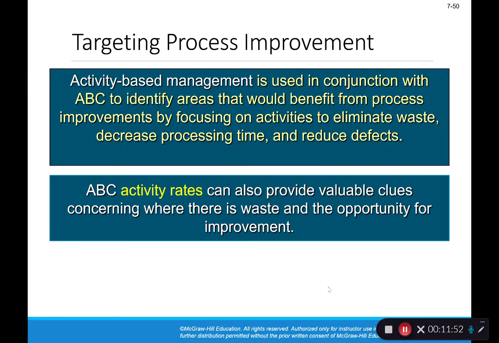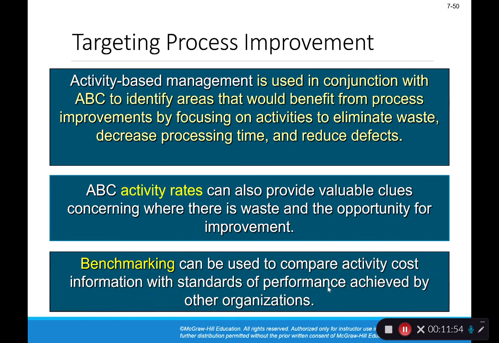Activity-based management is used in conjunction with ABC costing, and basically what we do with activity-based management is we use this better information in order to make improvements and eliminate waste, decrease processing time, and reduce defects. So by knowing that one of our products is effectively losing money, we could figure out potentially ways to eliminate any waste that's going into producing that product and thereby hopefully making it into a profitable one.